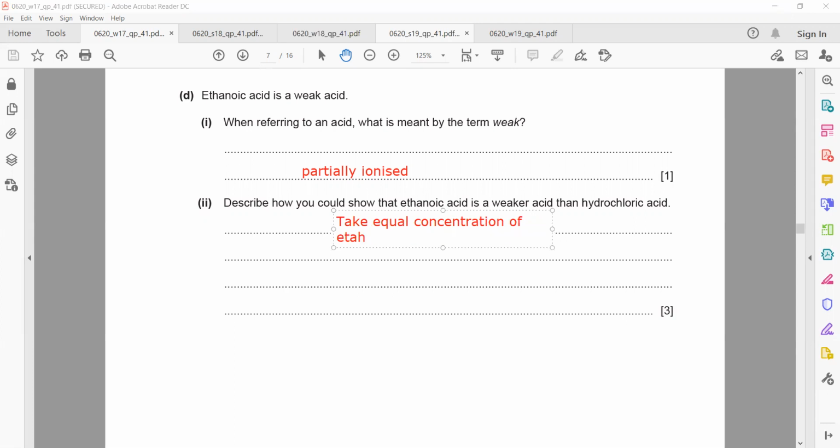Take ethanoic acid and hydrochloric acid, then measure the pH. If you add a universal indicator, for a strong acid with pH around 1 or 2, it will be red. So hydrochloric acid will be red, and ethanoic acid will be orange or yellow.